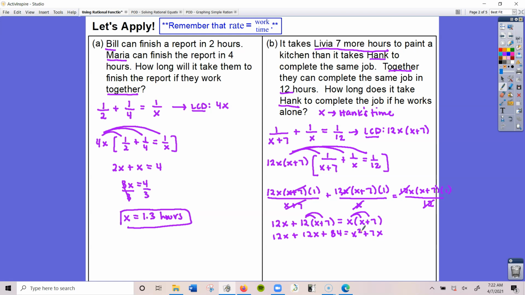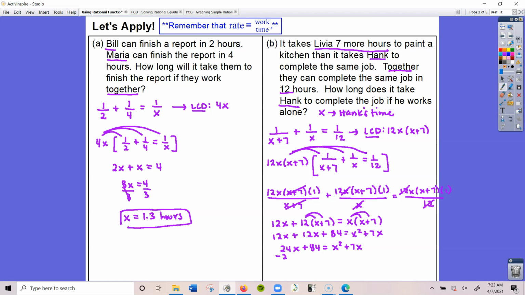Now in this case, we end up with a quadratic. So remember, when you have a quadratic, you want to make the equation equal to 0 and then factor. We can first combine these two. This is 24x plus 84 is equal to x squared plus 7x. So I'm going to move everything here on the left side over to the right with the x squared, so that way we can factor.